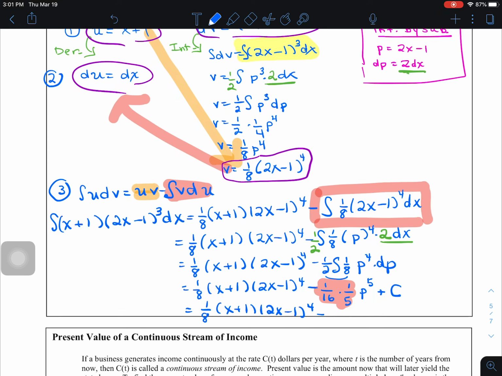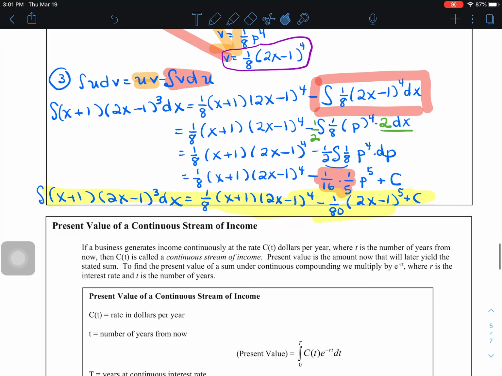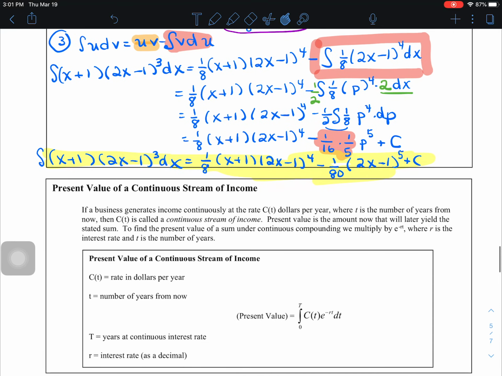Okay, 1/16 times 1/5 is 1/80th, and let's take the p out, put 2x minus 1 in its place, and then over here on this side, I'm just labeling what the original problem was. Okay, and then this would be our answer, all this right here. That was similar to the one we had done previously. Those are pretty involved.